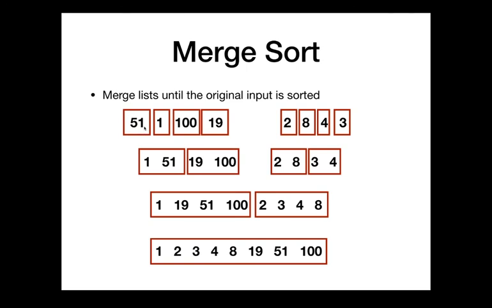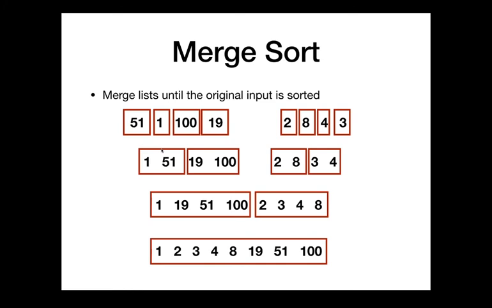So the input is 51. Is the length of this less than 2? Yes, 1 is finally less than 2. So we just get to return 51. Is the length of this less than 2? Sure, return it. And now this recursive call gets the return values of these two recursive calls and has the task of merging these two lists together.